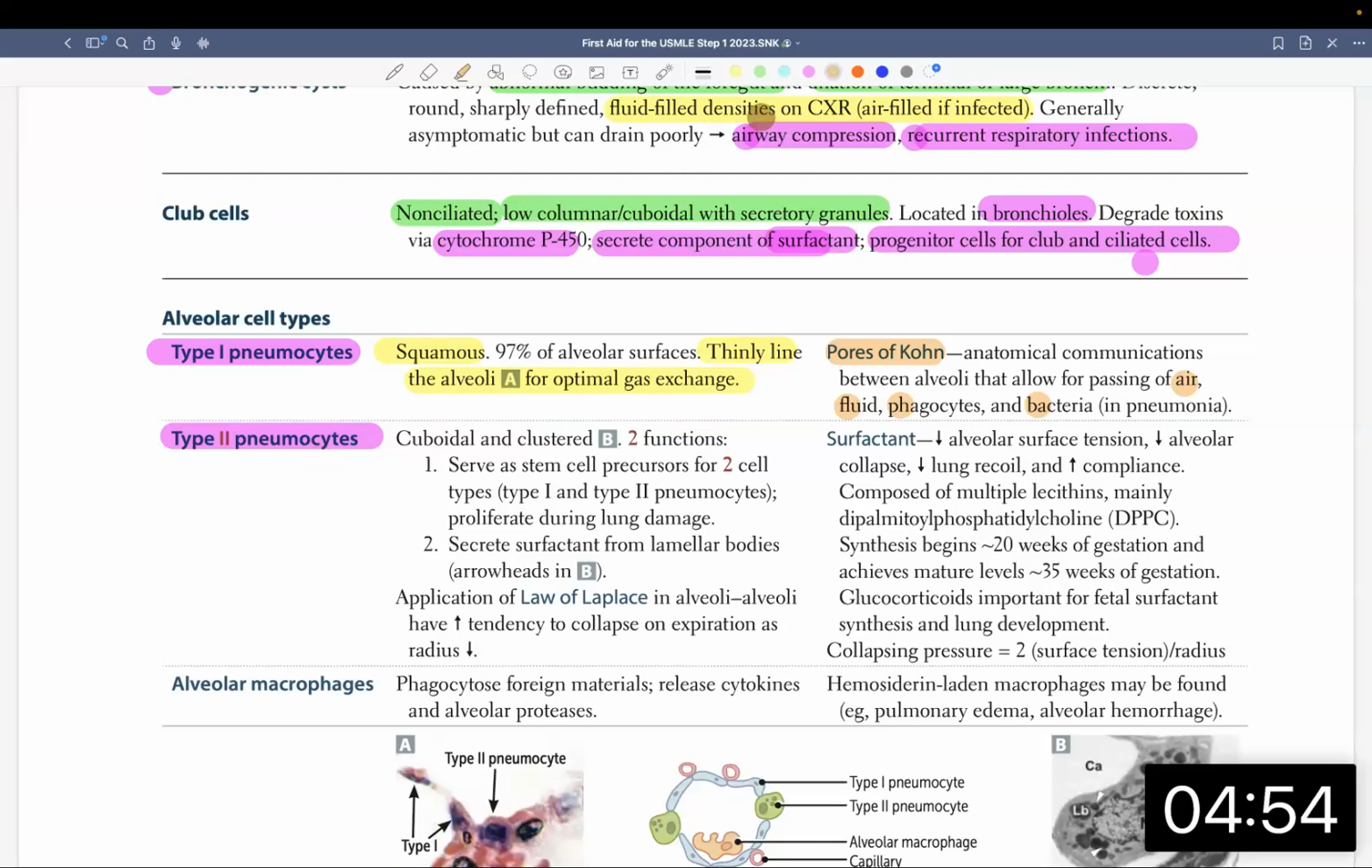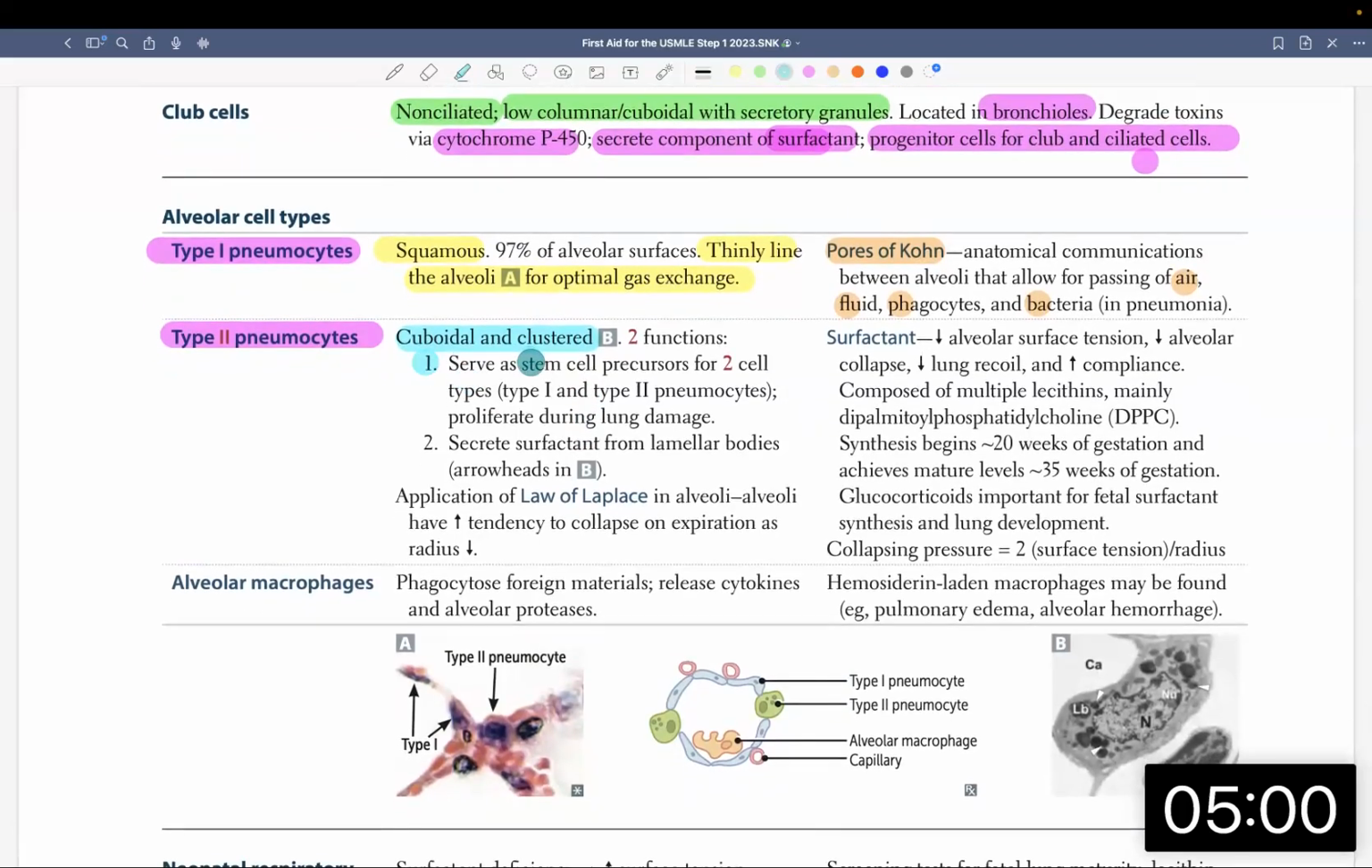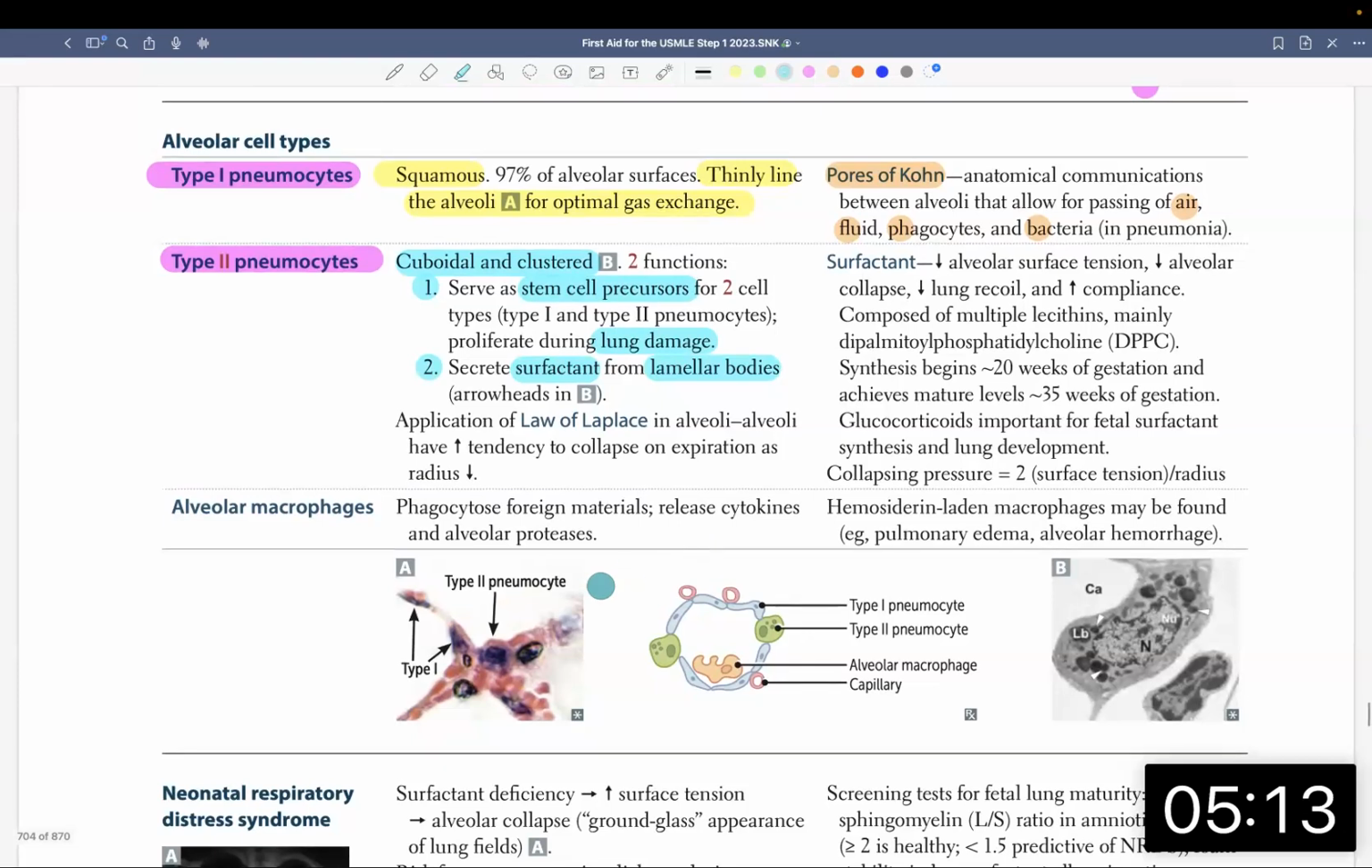Then type 2 pneumocytes, which are cuboidal and clustered. Two functions. Number one, they serve as stem cell precursors for two cell types, type 1 and type 2 pneumocytes, and they proliferate during lung damage. Number two, they secrete surfactant from lamellar bodies, the arrowheads in B. Okay, here, these are all lamellar bodies.